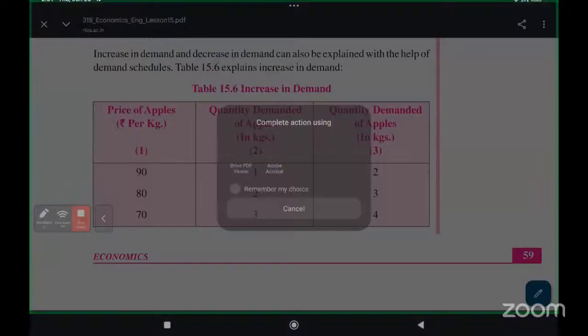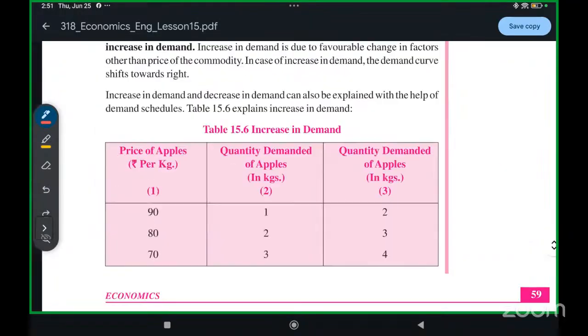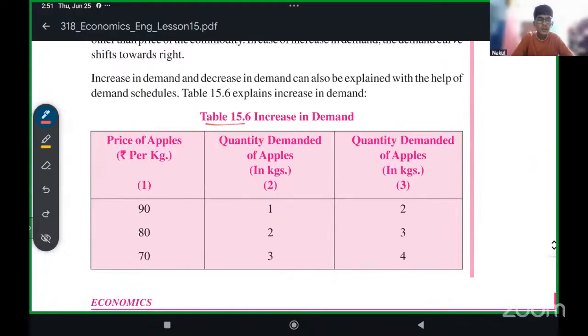Okay, I think I did this example, right? Increase in demand and decrease in demand. Which example? I didn't do it, well, quite. This one, table 15.6. Yeah, we did this.